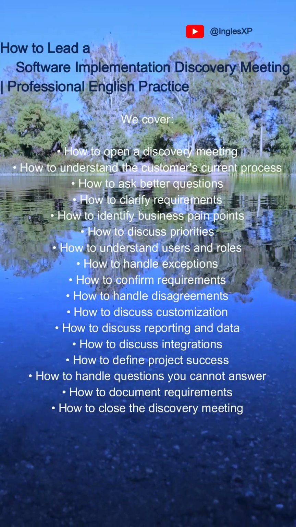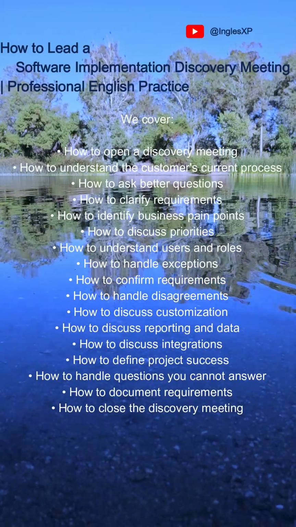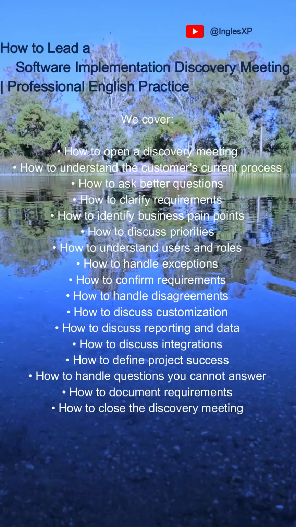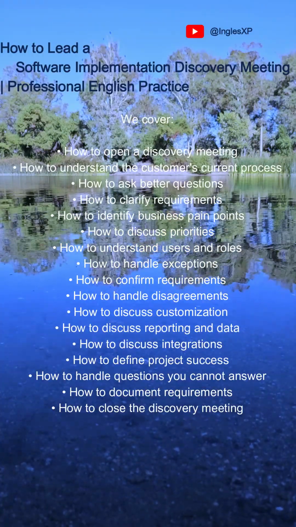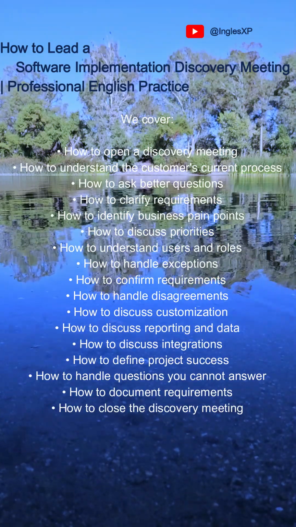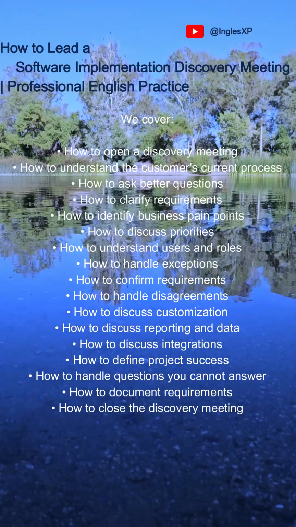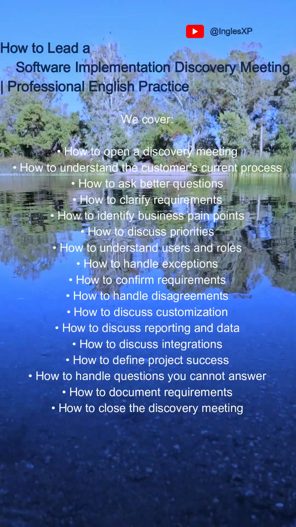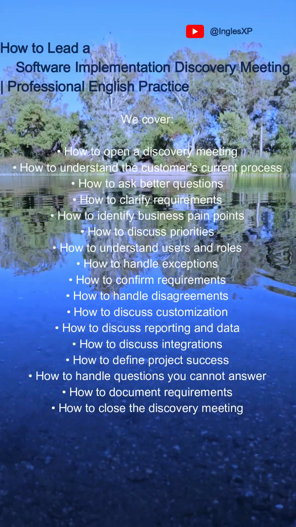Section 7. Discussing priorities. Not every requirement has the same level of importance. This is something you need to understand early in the project. You can ask, which of these requirements is the highest priority? What is most important for your team? If we could solve only one of these problems first, which one would you choose?